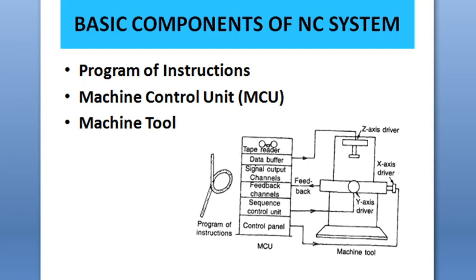The third major component is the machine tool. It does useful work. It converts the raw material into a finished product. It carries the work table, spindle, tool fixtures and different servo motors for individual axis control.